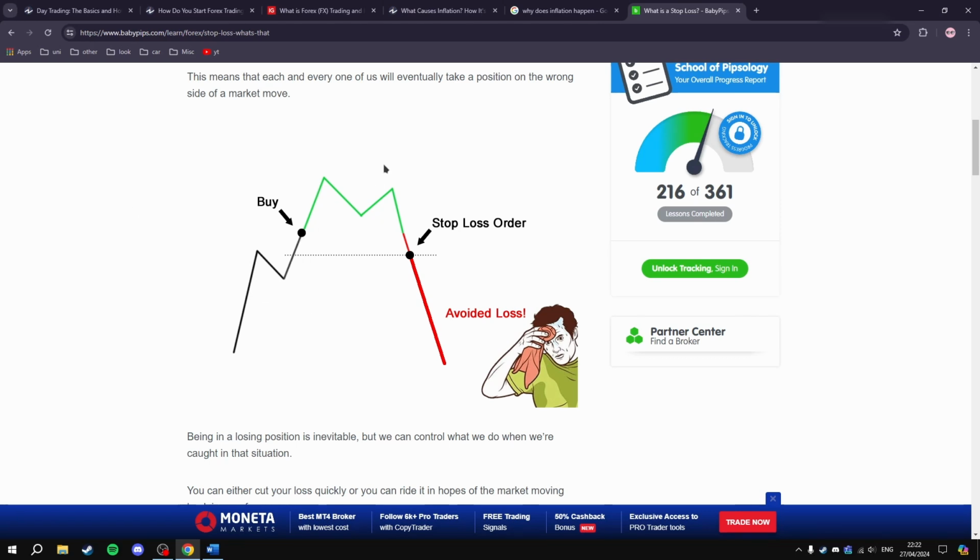Buy here, stop loss order here, avoided loss. Phew!